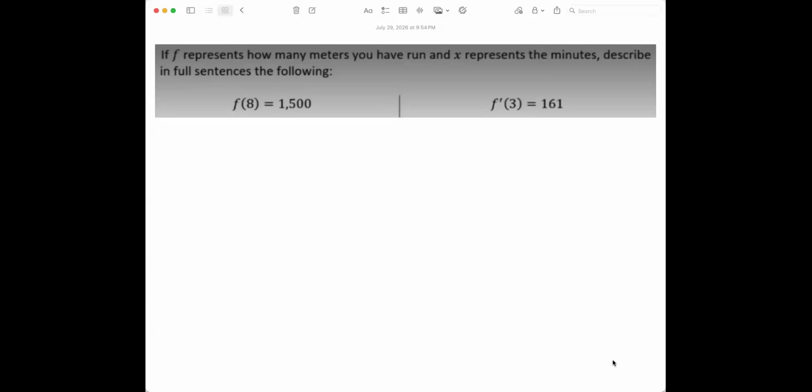What is the meaning of that? You can tell me, guys, what is the meaning of f of 8 and f dash of 3?